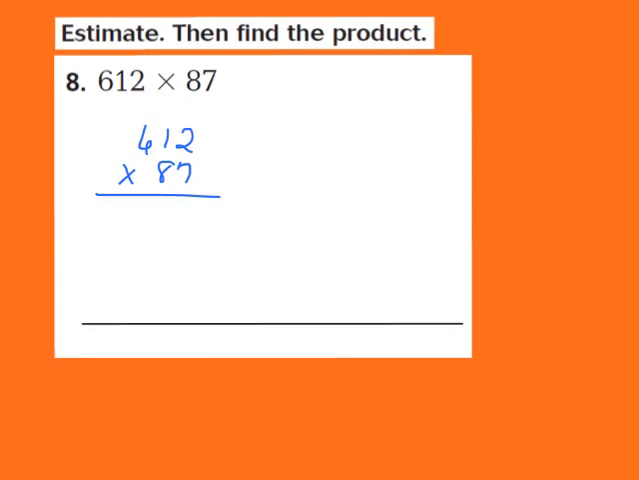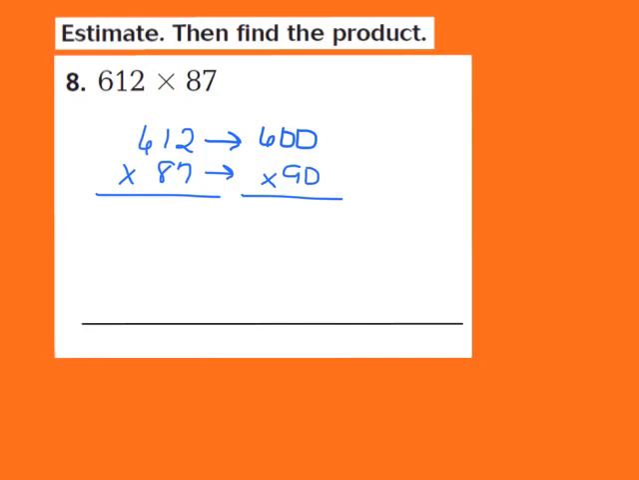Now, once again, my first step is to estimate. So I'm going to start with the 612, and I'm going to think, what's a number close to 612 that would be easy to work with using mental math? And I know that that number would be 600. Now I'm going to focus on the 87, and I think, what's a number close to 87 that would be easy to work with using mental math? And I'm going to turn that 87 into a 90.